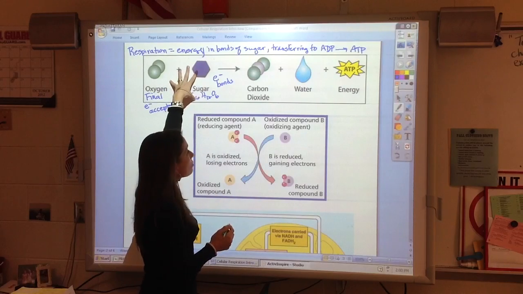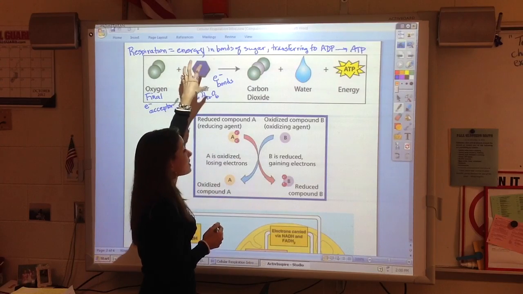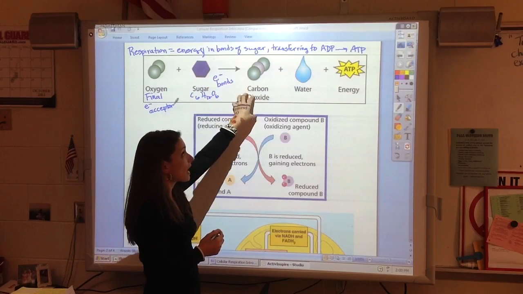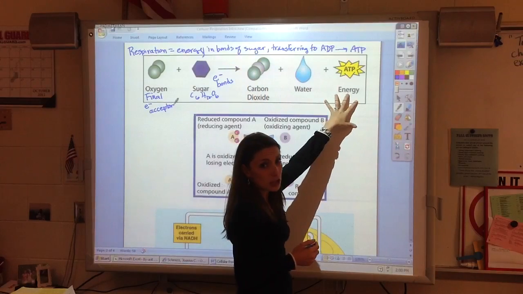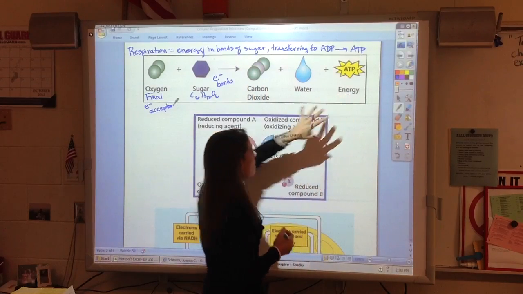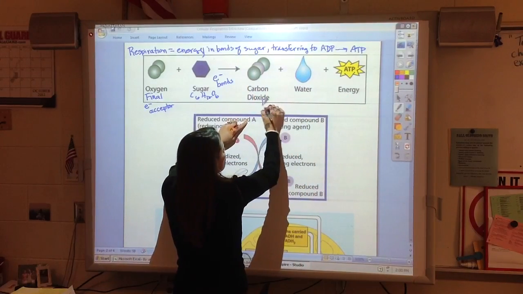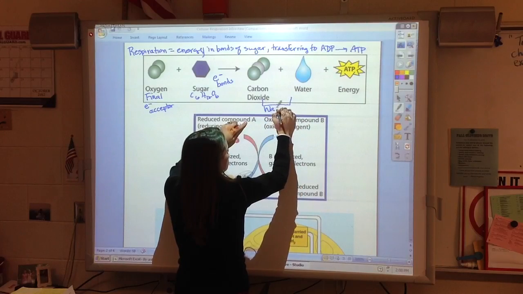So main idea of respiration: we take the energy in the bonds of the sugar. We slowly break the sugar down to store the energy in ATP. And along the way, we end up making these two waste products.